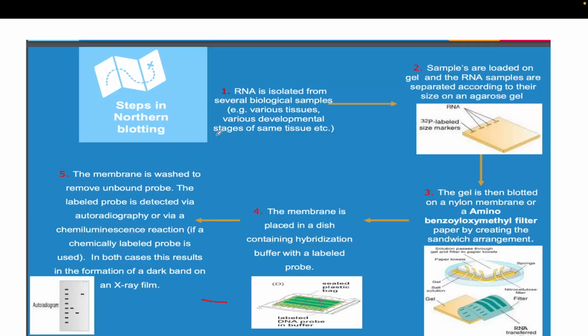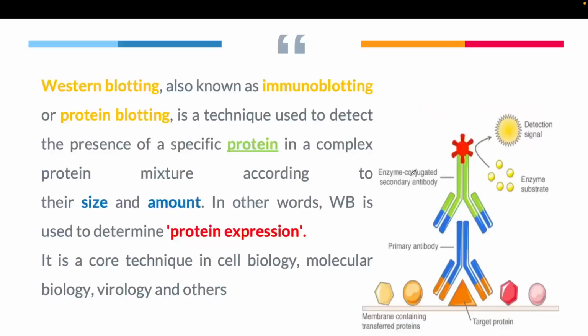You just have to run it on a formaldehyde gel electrophoresis so that intramolecular hydrogen bonds can't form. Otherwise, in an RNA molecule, the bases will bind with each other and form intramolecular hydrogen bonds. That is the only difference; otherwise the overall procedure is the same in both the Southern blot and the Northern blot. Then the next one is the Western blotting.